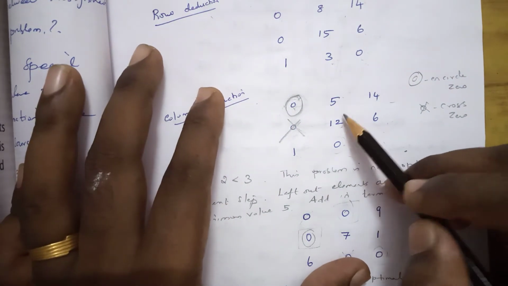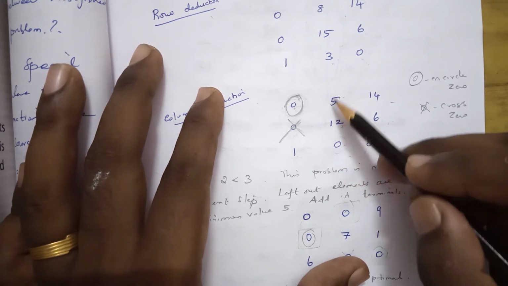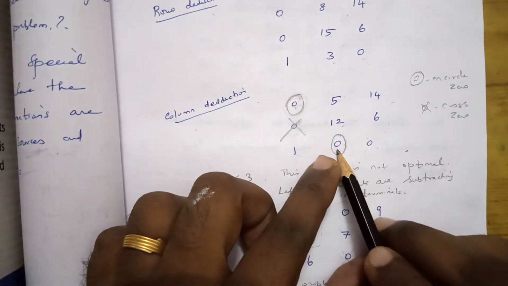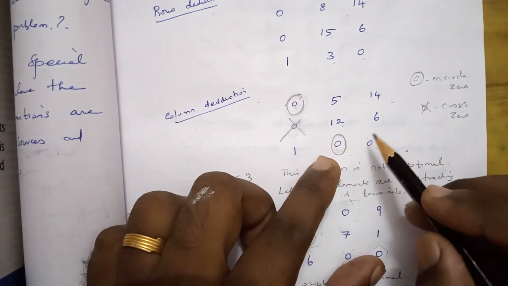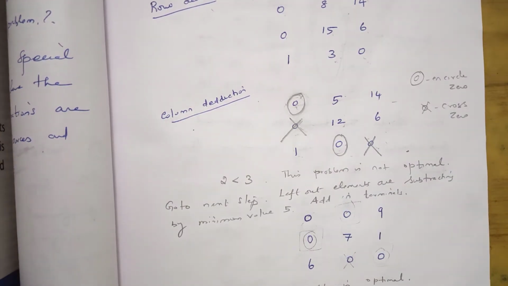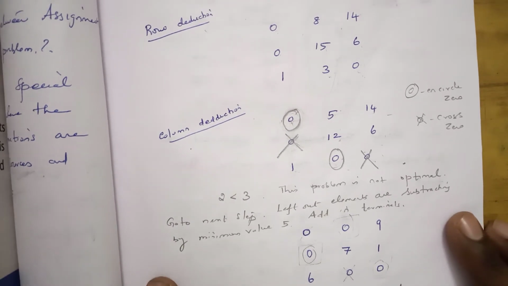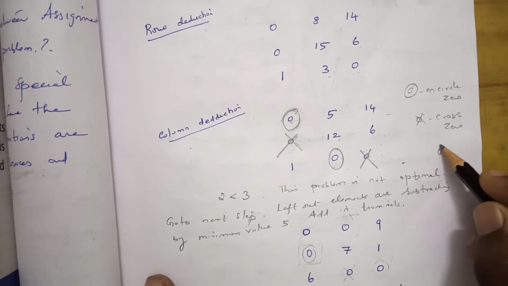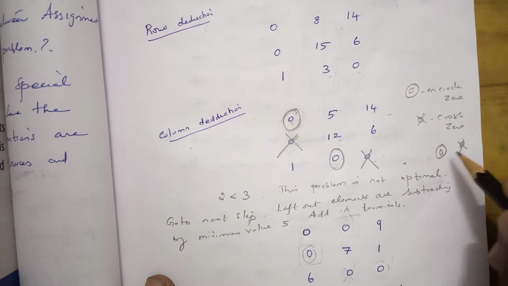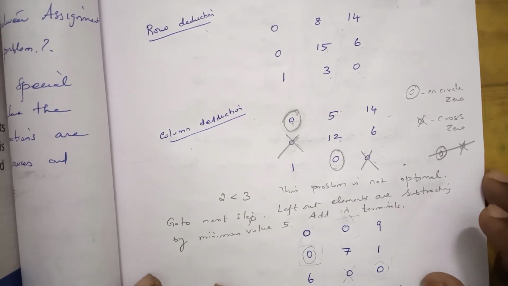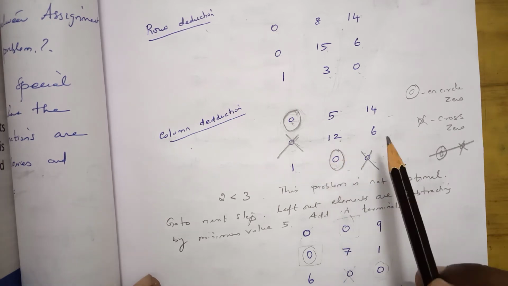Again we move to the next column: 5, 12, 0. Only one 0 is there, so we select this 0. In the corresponding row another 0 is there, so we cross out this 0. Our aim is to cover all the zeros. Next we have to draw the minimum number of lines through the encircled and crossed zeros. So this step is over.